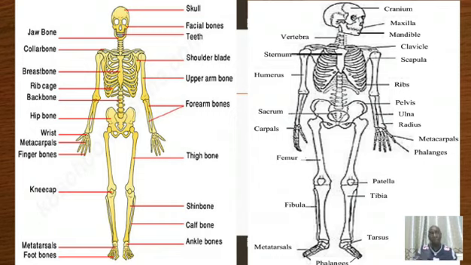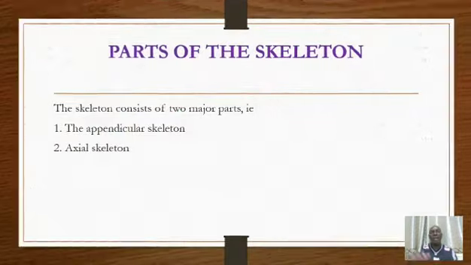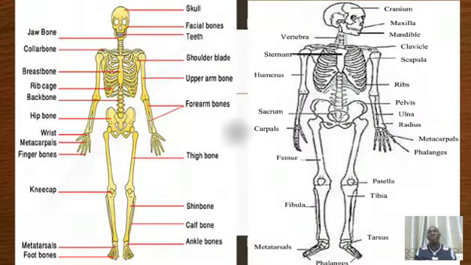However, when you look at the cranium, look at the skeleton on the right. The cranium has some joints which are immovable. Those immovable joints, we call them the sutures. We are going to come to them.